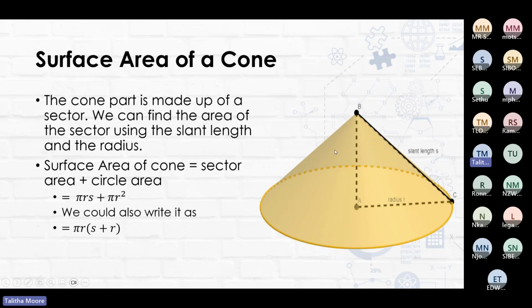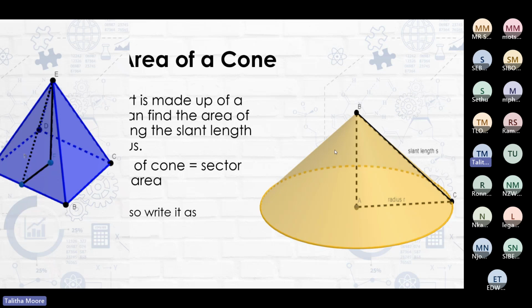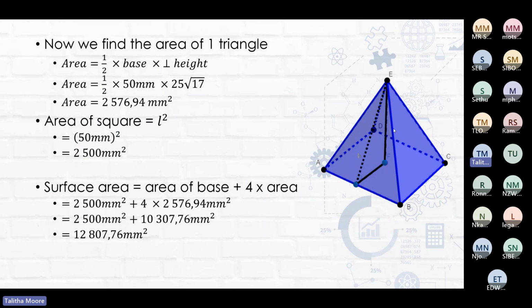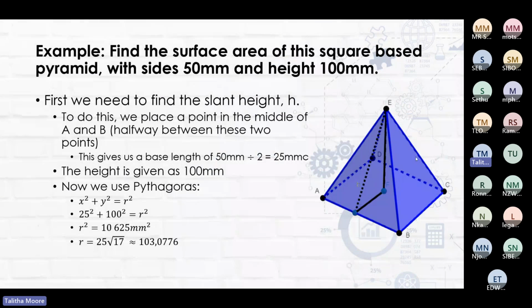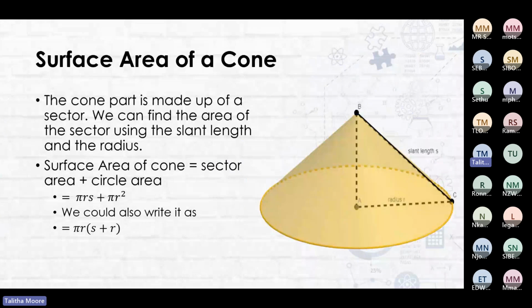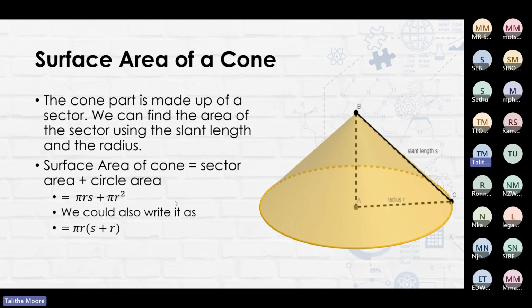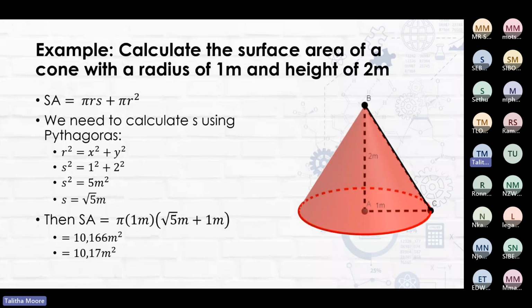Now, if you like my 3D shapes, these are actually made in GeoGebra, which are really cool. So I'll show you that just now if you want to take a look and see how to do it if we have time. I think we will have time. Okay. So the surface area of a cone, we can also write as pi r times s plus r. Sorry, I haven't had enough coffee today.